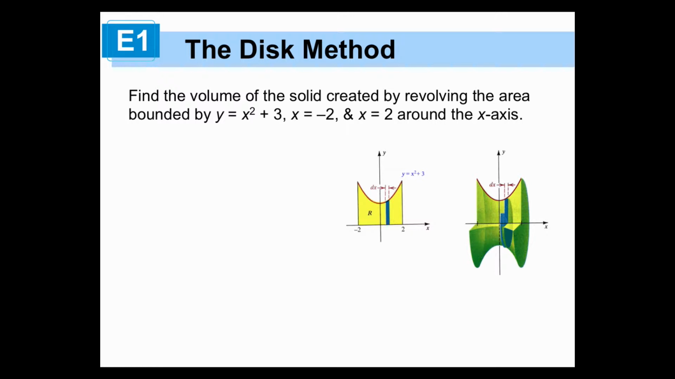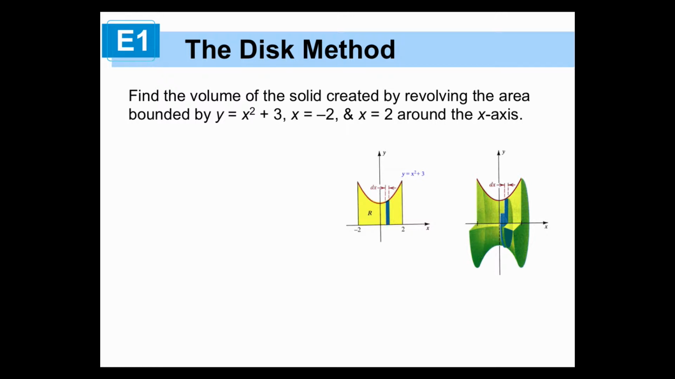Now, let's find the volume of that thing. So I need to find the area of the rectangle first. How do I find the area of the rectangle? Base times height. Correct. And what's the height? X squared plus 3. Yeah, and then times dx. Good. Is that it? Take the integral from?